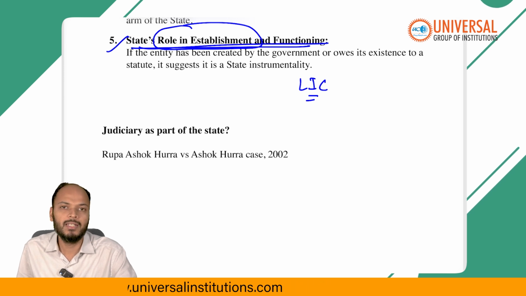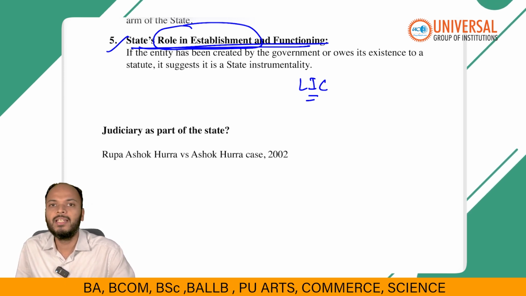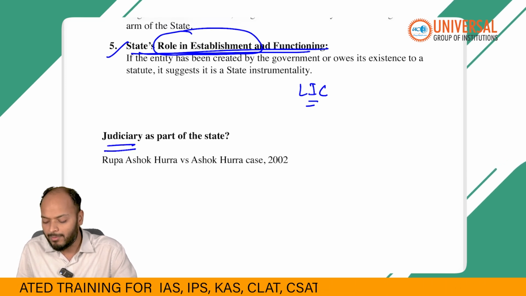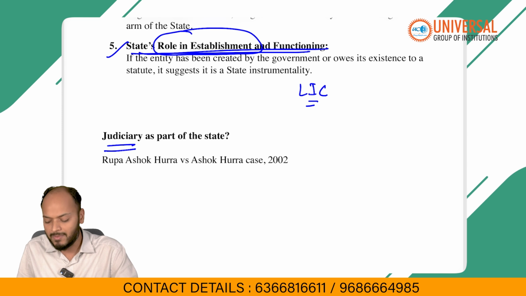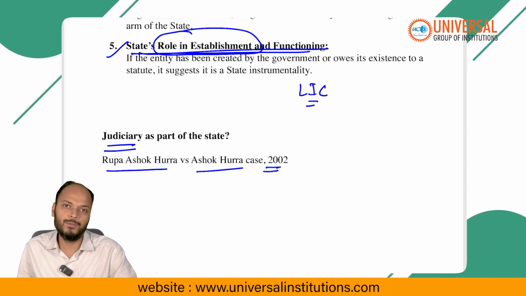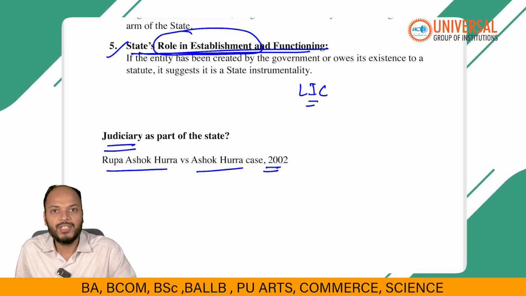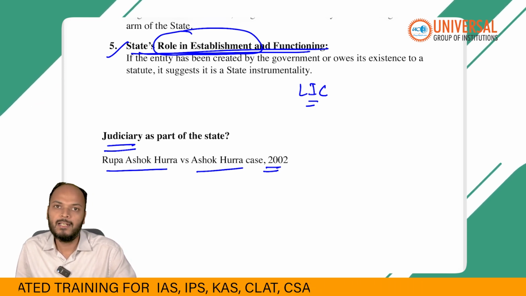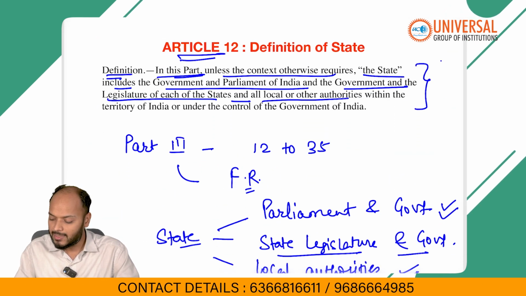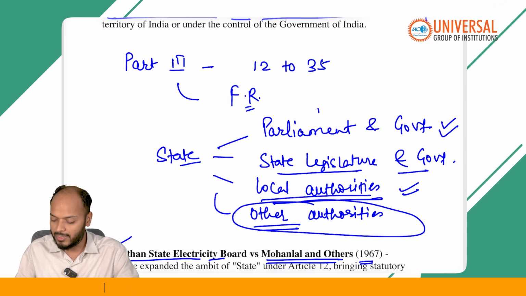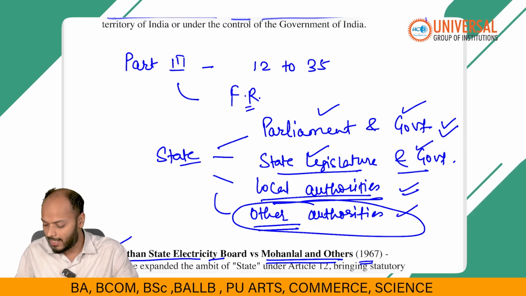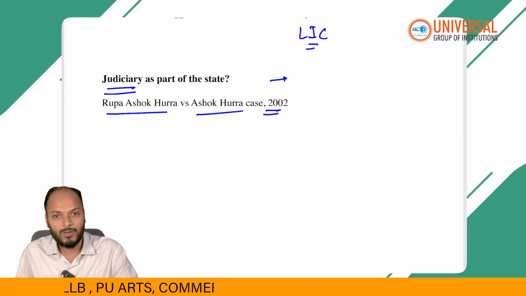The next question which comes in the same article is whether the judiciary is part of state or not under Article 12. So you see, the Supreme Court has answered this question multiple times, but in a very famous case, Rupa Ashok Hurra versus Ashok Hurra, 2002, the Supreme Court clarified whether the judiciary is part of state or not under Article 12. The Supreme Court said that Article 12 specifically does not mention the judiciary. It only talks about these things: Parliament, Government, State Legislature, Government of State, local authorities and other authorities. Right? It does not mention the judiciary.